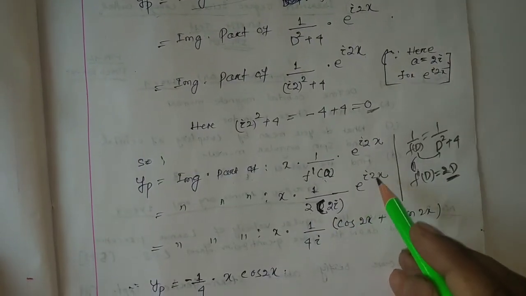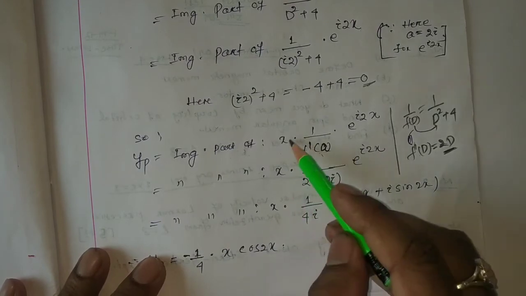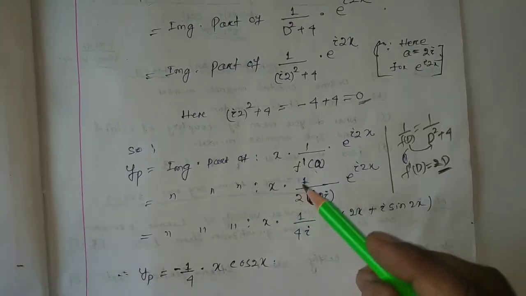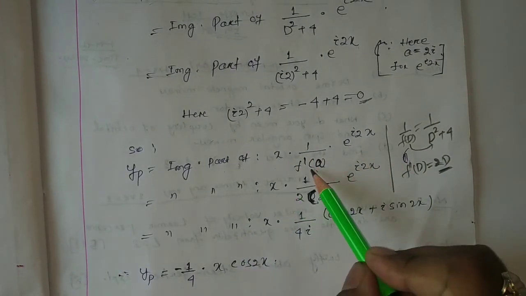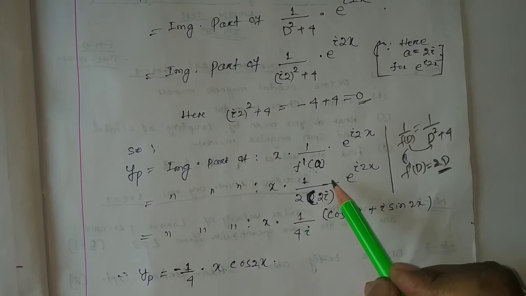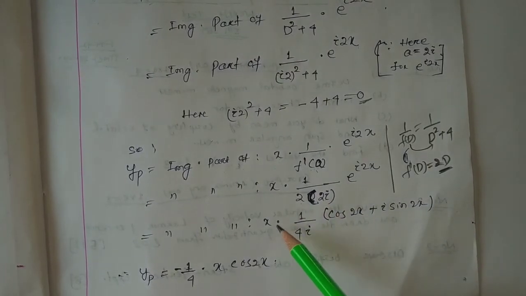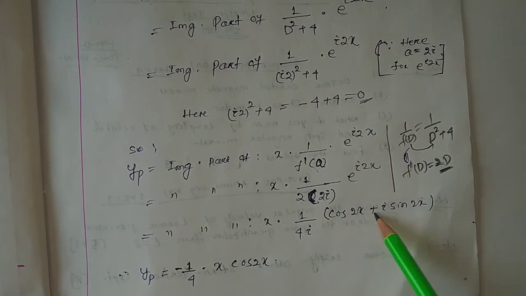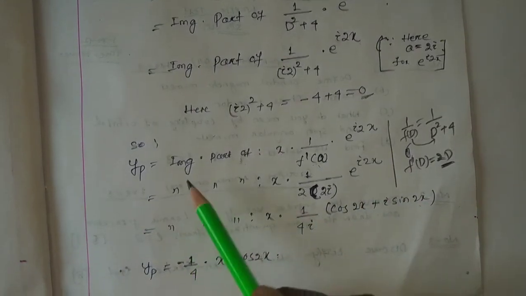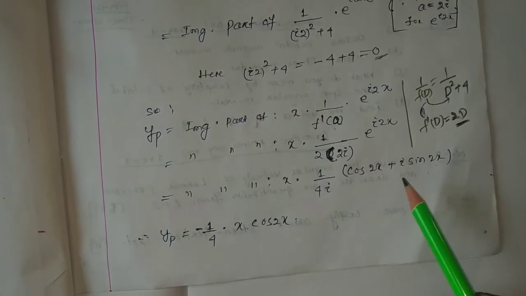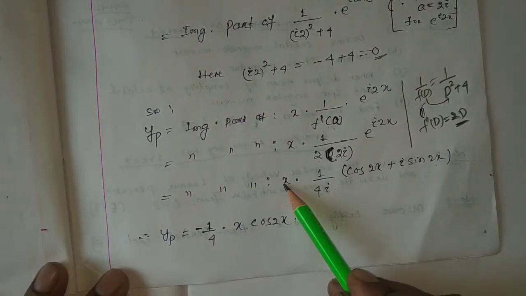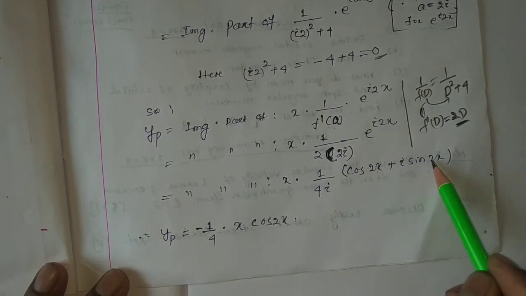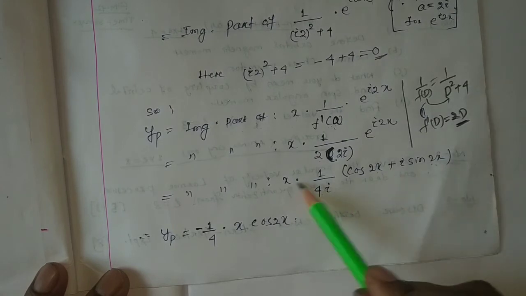power i2x. So x is going to be multiplied, as per the rule, and the derivative of this one at d equal to a. So here x is there into 1 by 2 into 2i, which is 4i, into cos 2x plus i sin 2x. But here we want the imaginary part of this one, right? So here you can see x by 4i cos 2x. This term is going to be real, and this term is going to be imaginary.